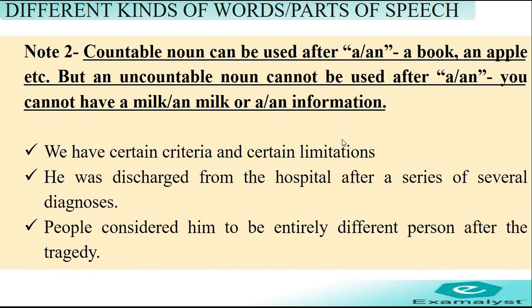This is completely wrong. He was discharged from the hospital after a series of several diagnoses. Since it is given a series of several diagnoses, therefore we are using a. In the third example, people considered him to be an entirely different person after the tragedy. We do not know how different person he has become after the tragedy. Therefore, entirely different comes under uncountable noun and therefore we cannot use a or an before the noun.